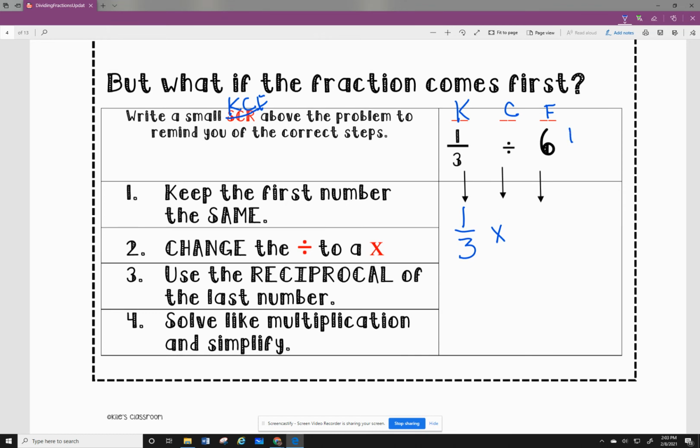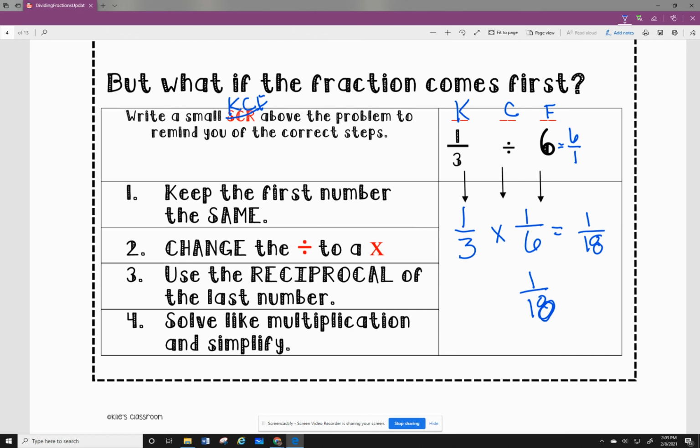But I've got to remember 6 is the same thing as 6 over 1. Those values are the same. So I'm going to flip 6 over 1, and it's going to become 1/6. That's how I flip a whole number, or find the reciprocal of a whole number. And now I solve like normal multiplication, and I simplify when I'm done. 1 times 1 is 1, and 3 times 6 is 18. So my final answer is 1/18, because 1/18 is already in simplest form. There's nothing else I can do.